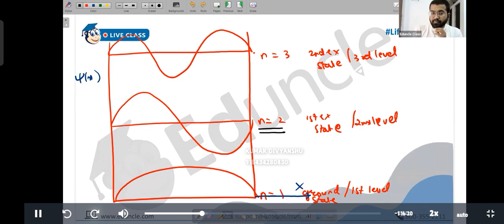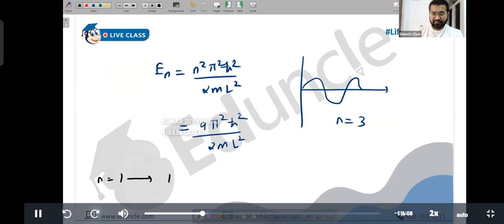Sorry, n equals 1. How many nodes? 0 nodes. There are no nodes. We just have one empty node. There is only one empty node, and there are no nodes. So write down now if you want. For n equals 1, we have got one empty node and 0 nodes.